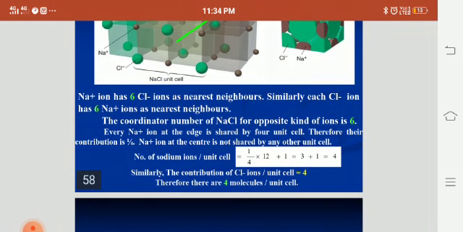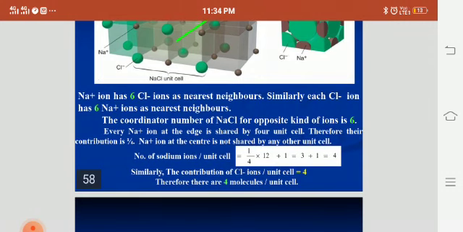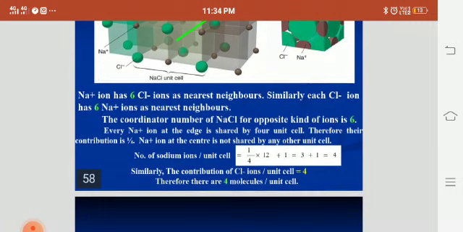Then the number of atoms per unit cell is 4 for this system, that is 1 by 4 into 12, this is from the edges of the unit cell, and 1 is from the body center. So totally we have 4 as the number of atoms per unit cell.